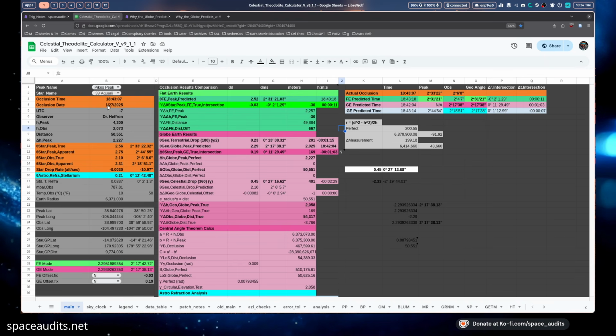So we start with a simple rise over run to a peak. So we have a distance and we have an elevation. That gives us an angle. So the flat Earth, in this case for Pike's Peak, predicts 231.